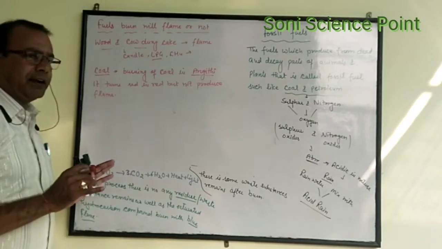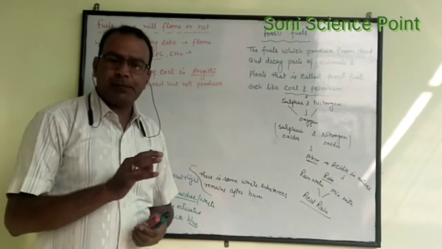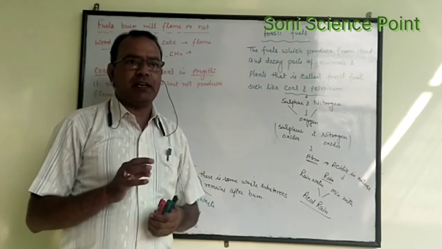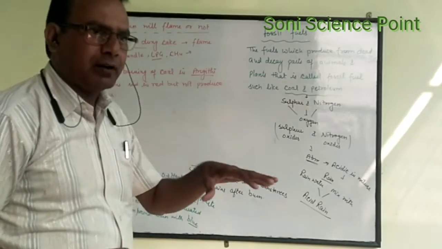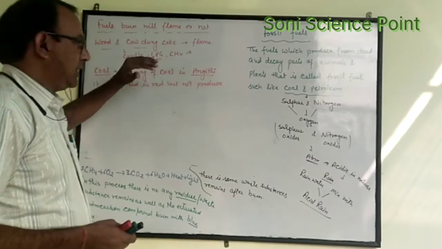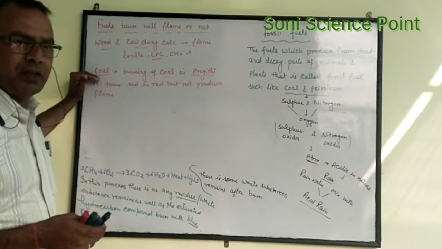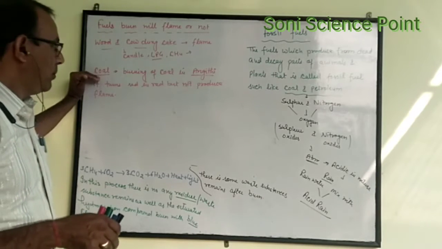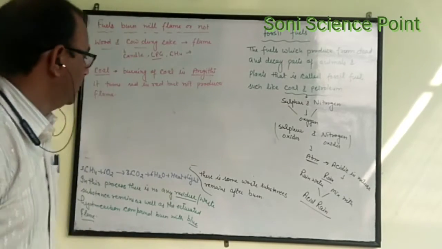The reason behind it: the fuel which contains gaseous particles, or we can say volatile substances, vapor substances, whenever they burn, they produce flame. The substance which doesn't contain gaseous particles becomes red but doesn't produce any flame. So which type of fuels produce flame?